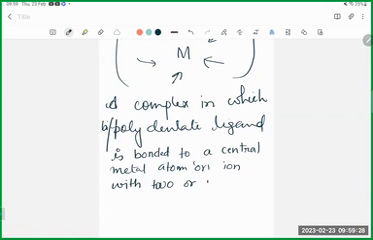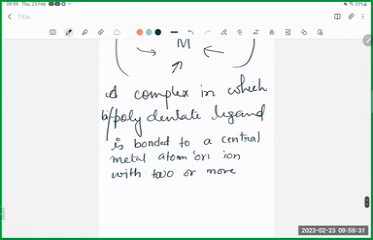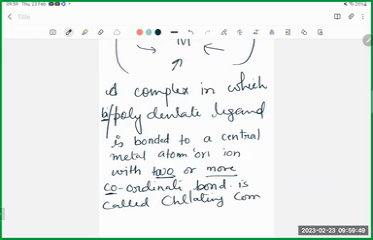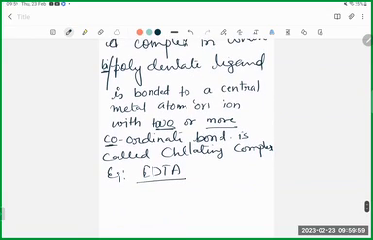With two or more coordinate bonds. So when it is bidentate, obviously it will be two, and when it is polydentate, then more. Clear? So what do you call that? Chelating complex. An example I would say is EDTA, ethylenediaminetetraacetate. Any doubt, Hridaya? No.